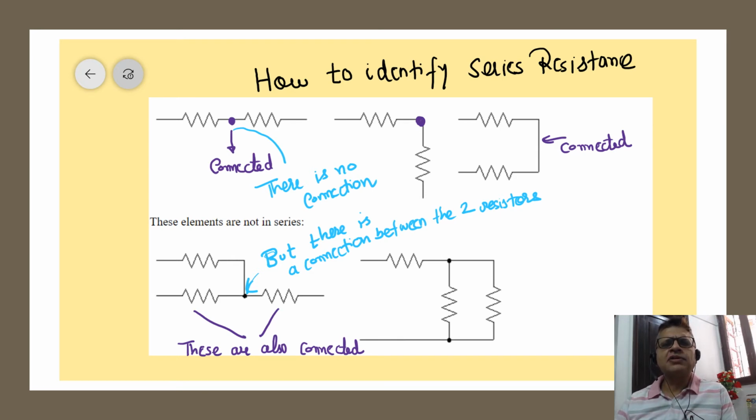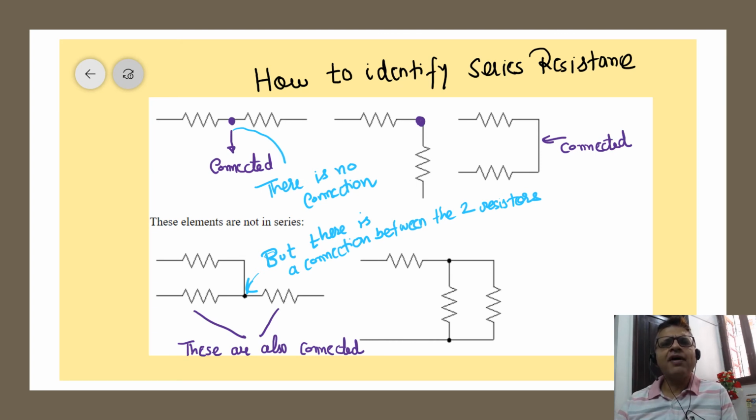Any two resistors which are connected one after another at a point, where at the point of connection there is no other connection available, then we can be very sure that the resistors are in series. Look at the bottom figure number 2. In figure number 2 also you can see the resistors are connected, but there is an extra connection, which is a parallel connection behind the resistor, which is vertical in nature, right?